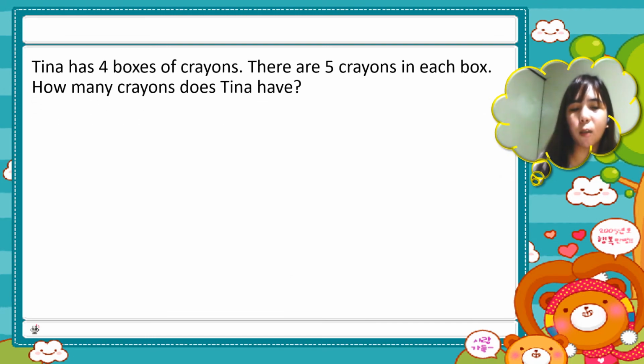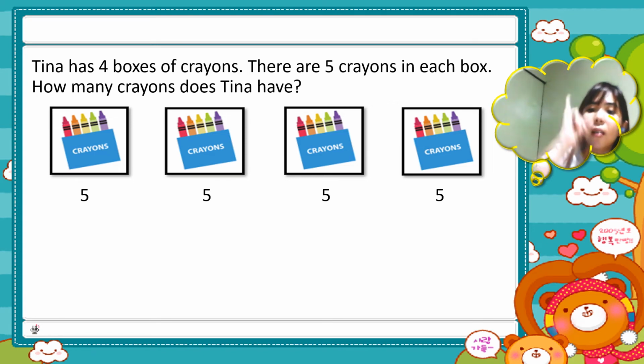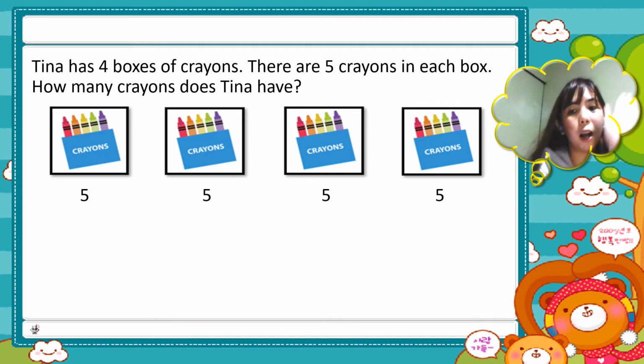Now let's go to the next one. Tina has 4 boxes of crayons. There are 5 crayons in each box. How many crayons does Tina have? Take a look at the picture. Here are Tina's crayons. How many boxes? 4. Each box contains 5 crayons. The first box has 5, the second box has 5 crayons, the third box has 5 crayons, and the fourth box also has 5 crayons.